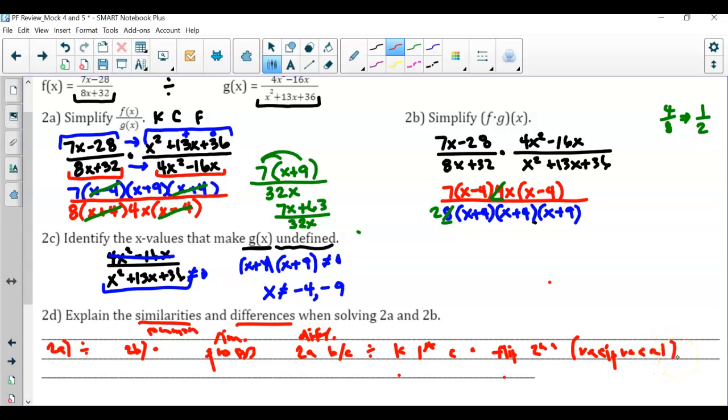So when multiplying by the reciprocal in 2a versus 2b, we just went right into that process, which is what they had in common, where we factor and then cancel out common factors.